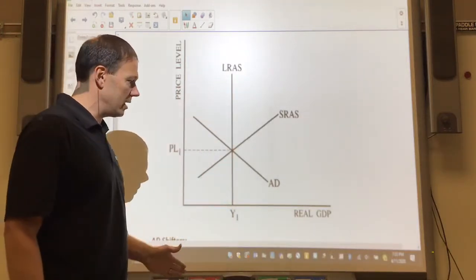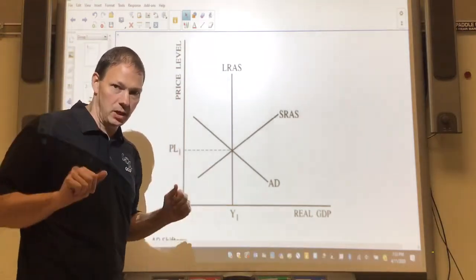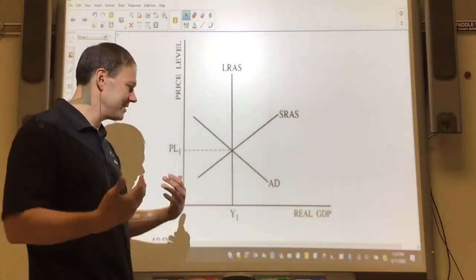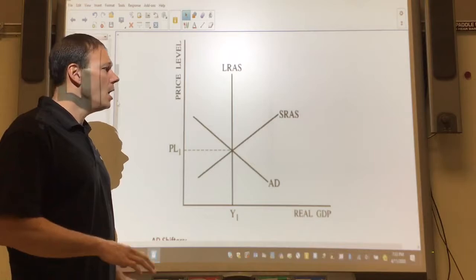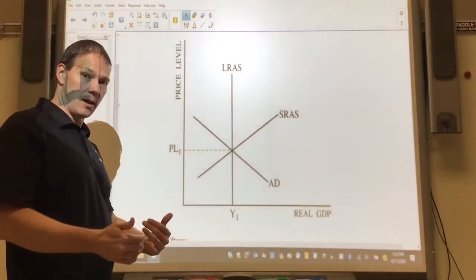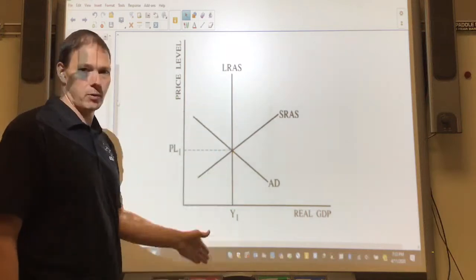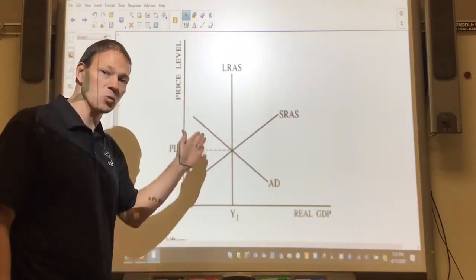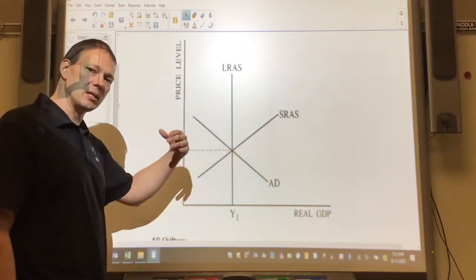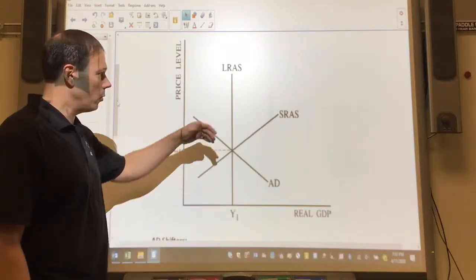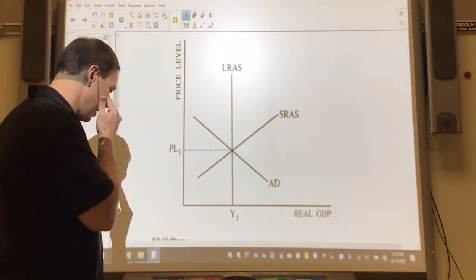Remember, LRAS is in a sense where we should be, and I put "should" in quotation marks. That's going to be our full employment output, but we are producing at any given time where the SRAS and the AD intersect. It doesn't really matter where the LRAS is. LRAS doesn't tell us where we are. It just says this is where we should be. Where we are is where SRAS and AD intersect.